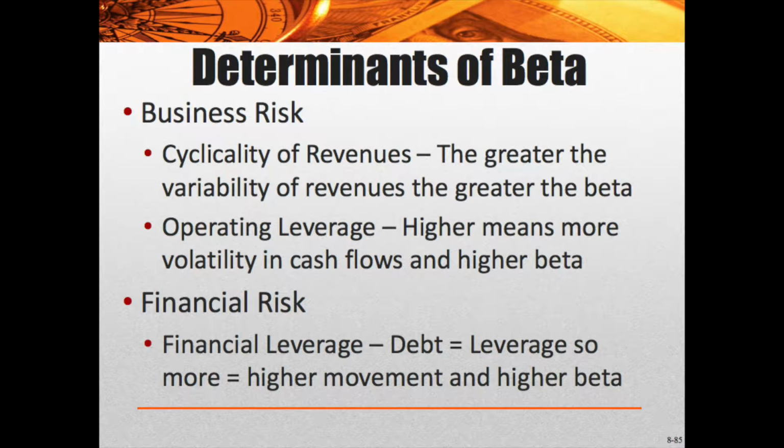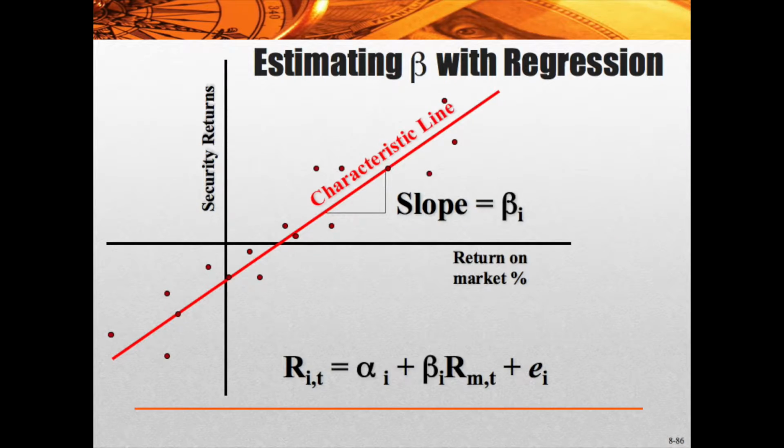And financial leverage, I've beat this over your head hopefully a lot. Debt equals leverage, so we're talking about high amounts of debt here. And of course, high amounts of debt equal more movement in the stock price, which also equals higher beta. So those are three factors that would impact beta in a company and why it would move differently than the overall market. The other thing is we can characterize beta with a regression equation.